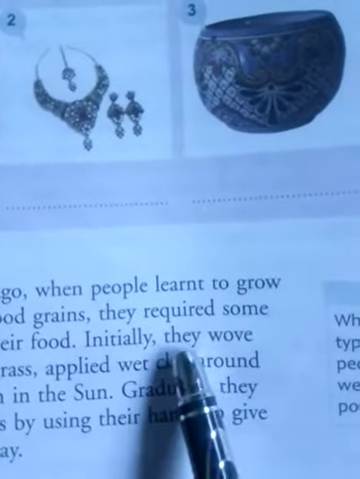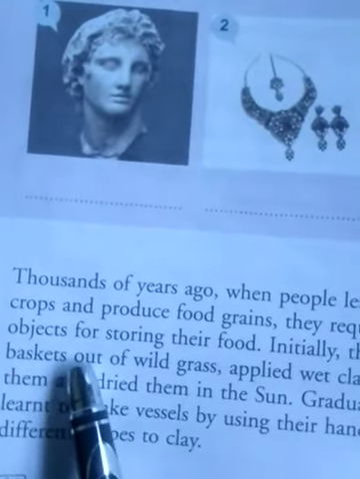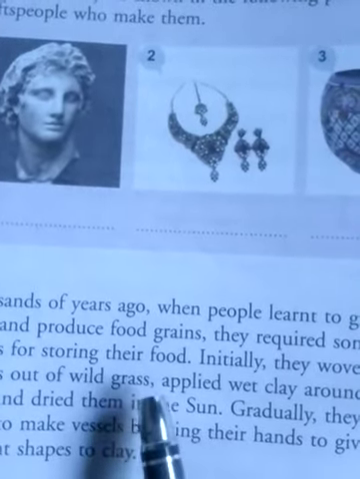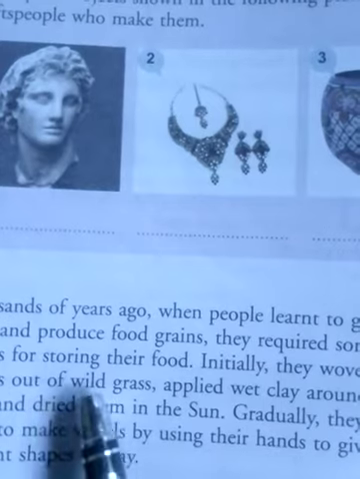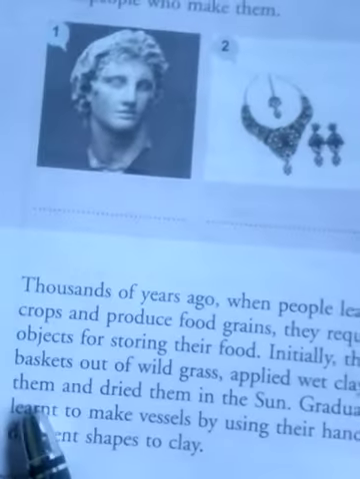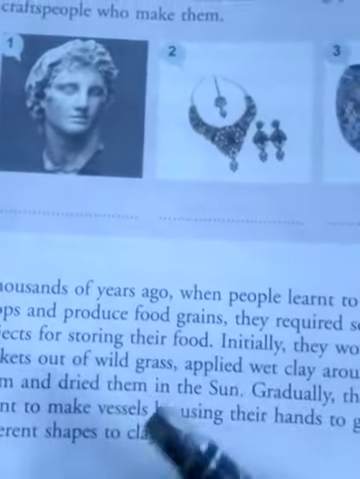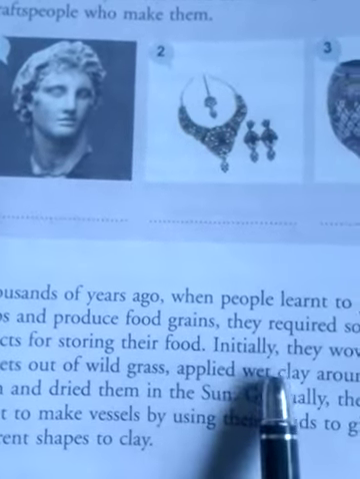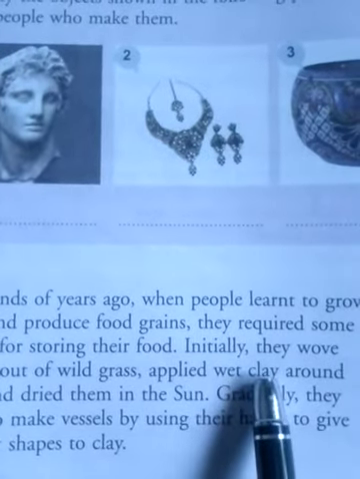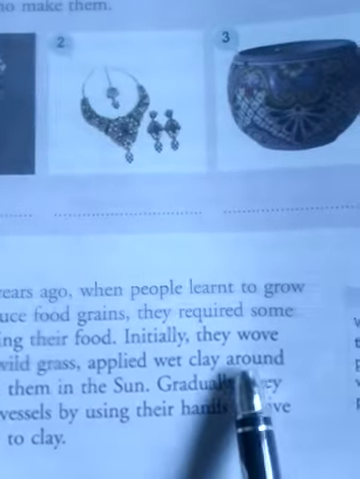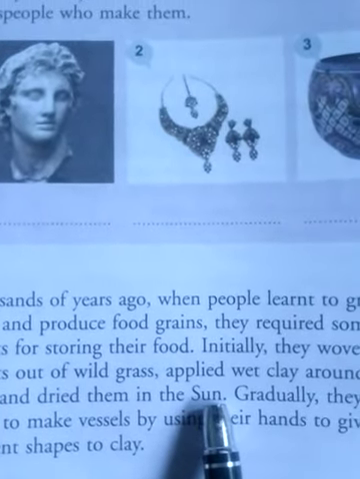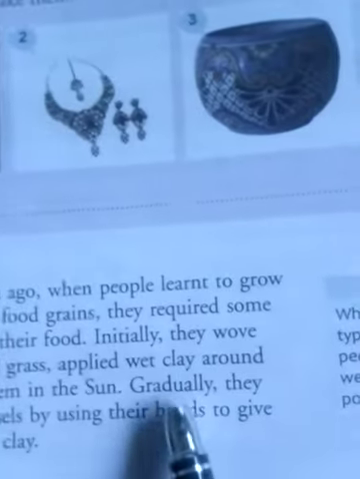Initially they wove baskets out of wild grass. So at first they made a basket with wild grass, then applied wet clay around them. First they made the basket with wild grass, then applied what? Wet clay. Wet clay means clay or soil mixed with water. Around the basket, and dried them in the sun. After that, they kept the baskets in the sun for drying.